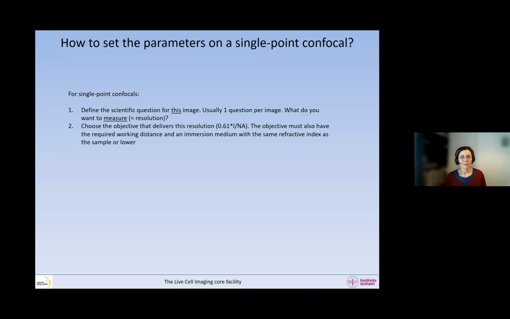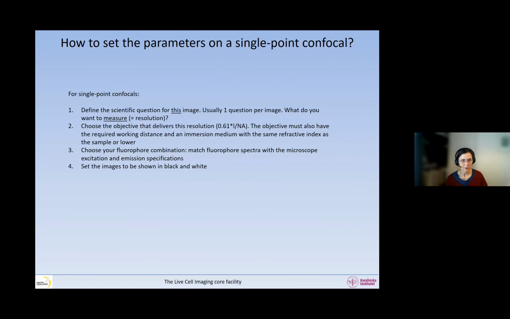Right, so now we have our scientific question. We know the resolution that we need. We have chosen our objective. Next thing, we make sure that we have the correct fluorophore combination. So we check that the fluorophore spectra match with the microscope excitation and emission specifications. This is extremely important. We're talking now about collecting photons, and you want to optimize this. So that is the next step.